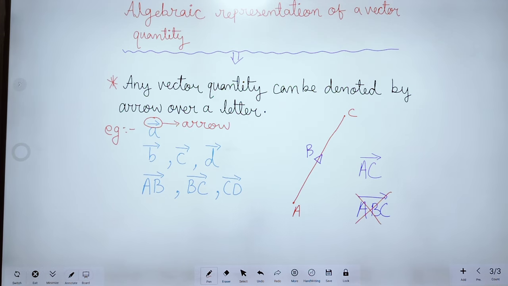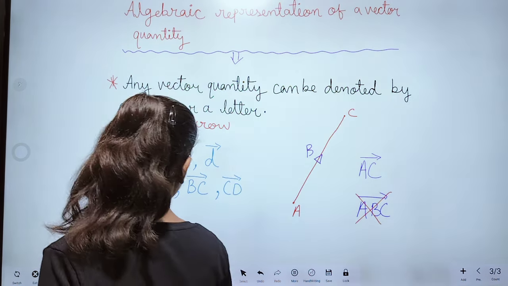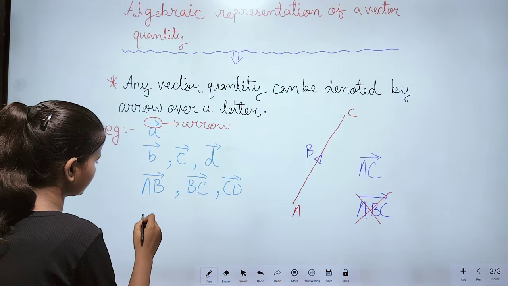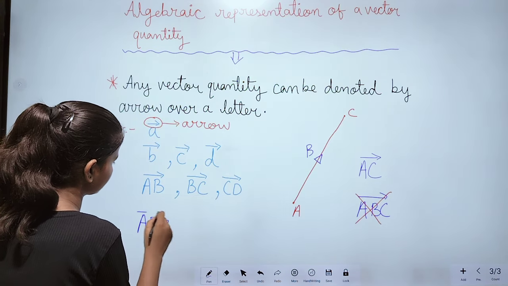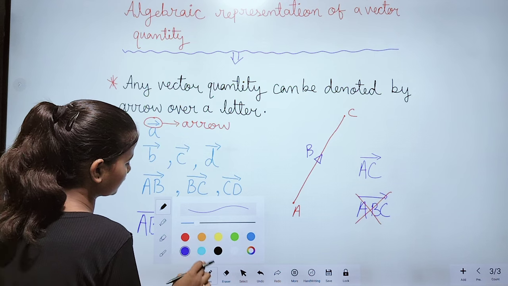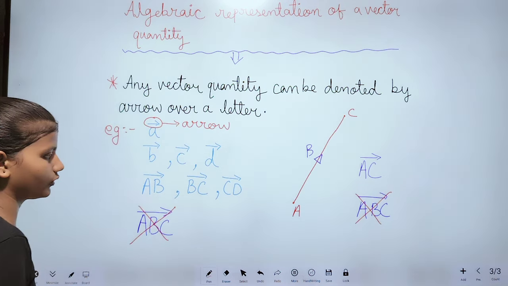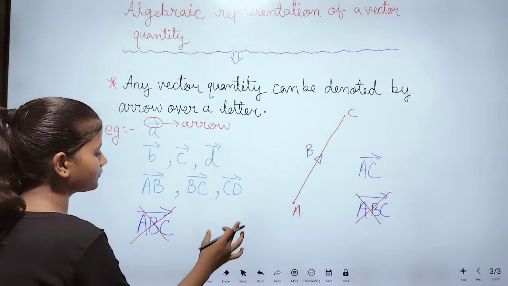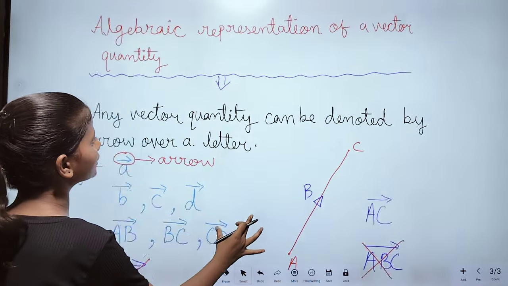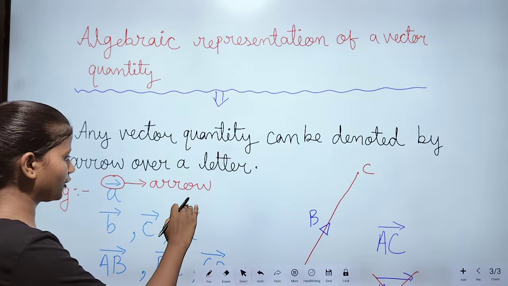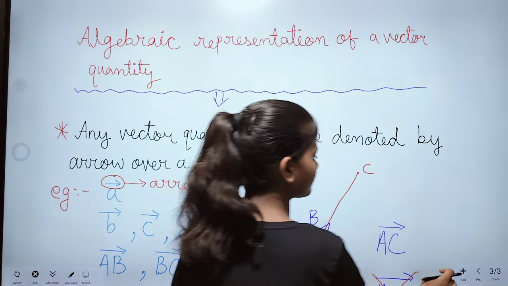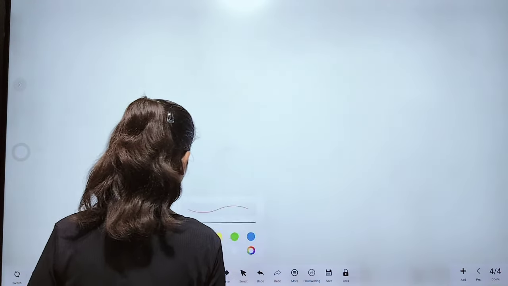a vector quantity is denoted by only two letters, not three letters. Like this one is ABC, this one is ABC vector, this one is wrong. Okay. So I hope you understand the first point, that any vector quantity can be denoted by an arrow over a letter. Okay. Now let's see our next one.